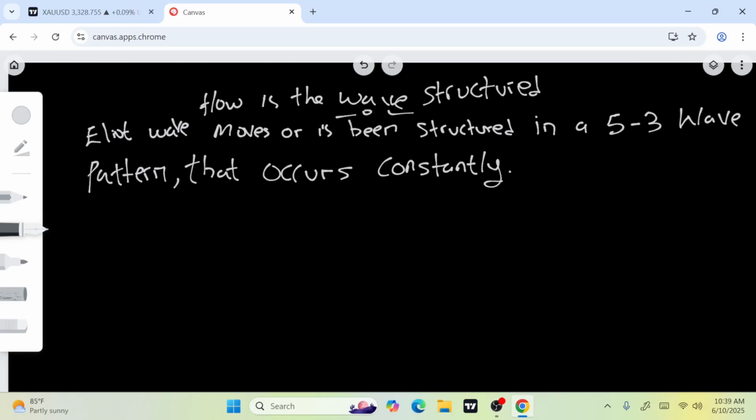Is this understood? Now, take note of this 5 to 3 wave pattern. Please take note of that. It is very, very important for you to know the structure of a wave. Know that it must have what? 5 to 3 wave what? Wave pattern. All right.